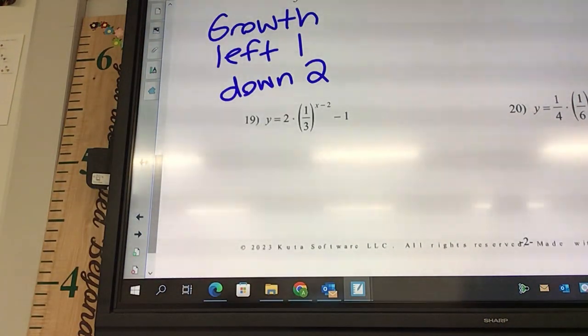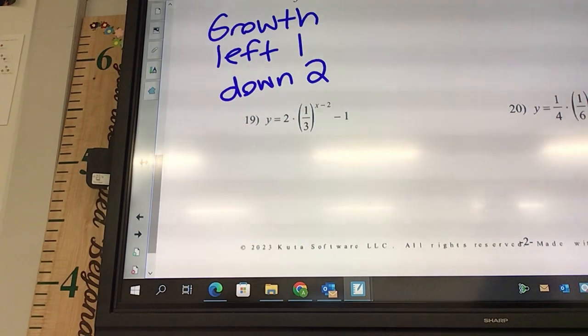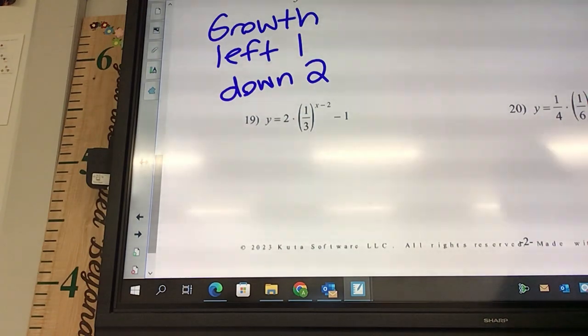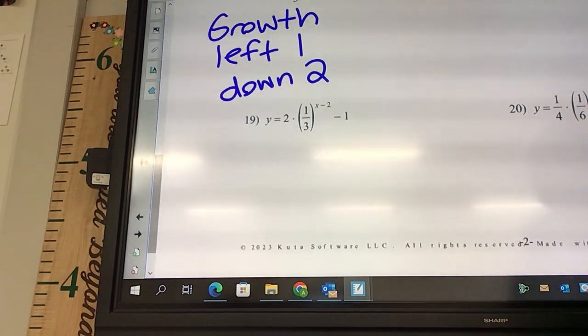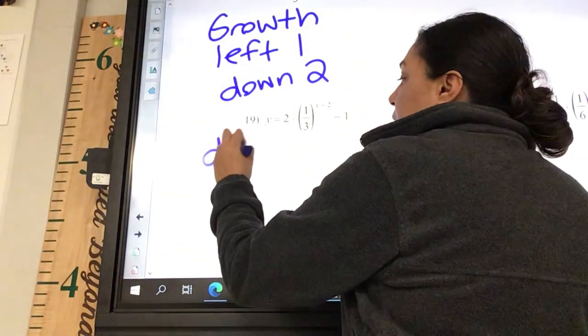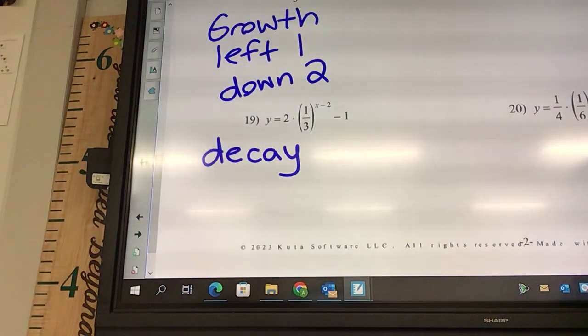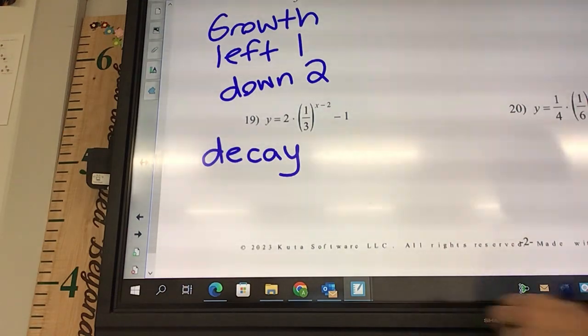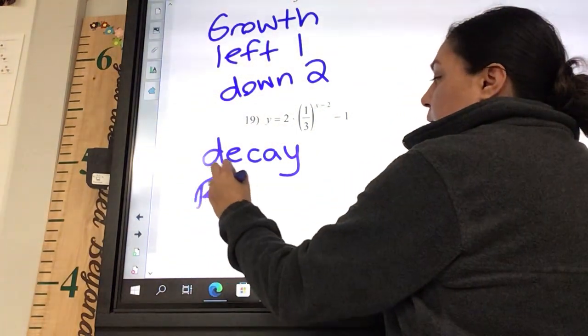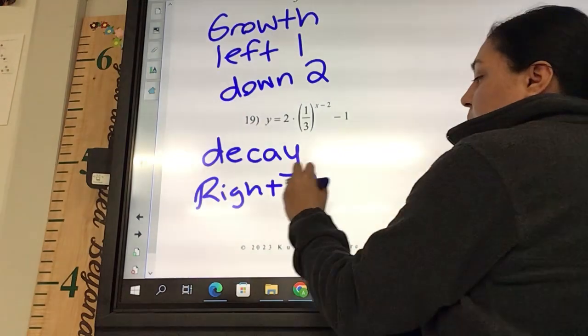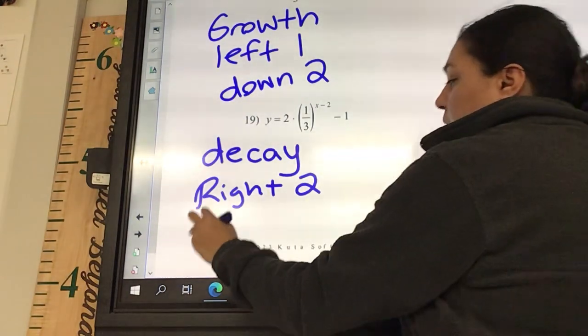Okay, 19, is that growth or decay? Which number are you looking at? 1/3. 1/3, so it's going to be decay. Okay, and then what? Right 2. Right 2. Okay, down. Down 1.